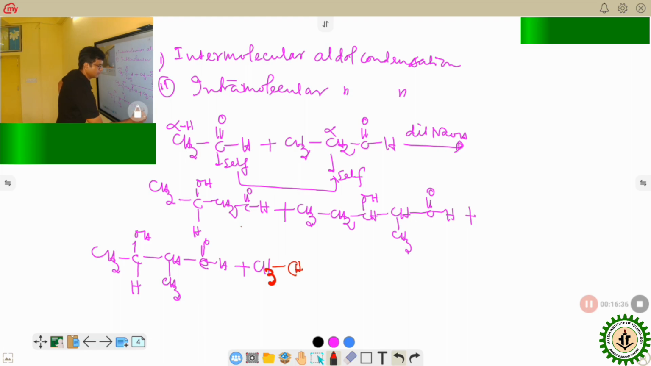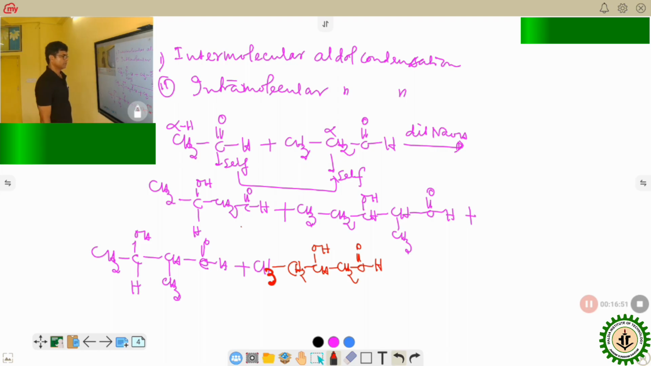CH2, CHOH, CH2, CH2. So these are the four different products we will form if I take two different aldehydes.